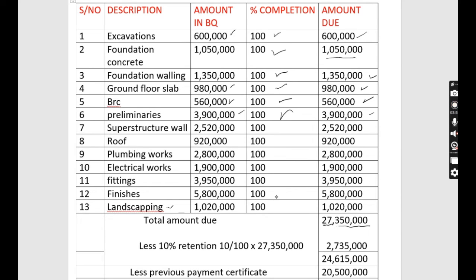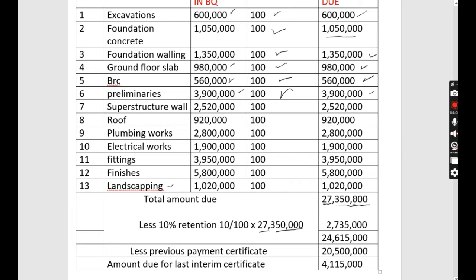So 10% of the total due, which is 27,350,000, is 2,735,000. So this is what we are supposed to retain. Now we subtract whatever we are supposed to retain, this 2 million, from the total due. So 27,350,000 subtract the amount that is to be retained, we get 24,615,000. So that is what we are supposed to pay.